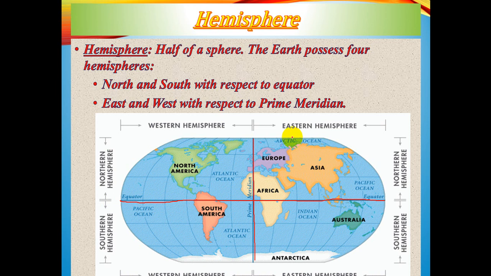Now the equator divides the earth into two hemispheres, that is northern hemisphere and southern hemisphere, and the prime meridian divides the entire sphere into two, eastern hemisphere and western hemisphere. So entirely there are 4 hemispheres, with respect to the equator north and south, with respect to the prime meridian east and west. So there are 4 hemispheres.